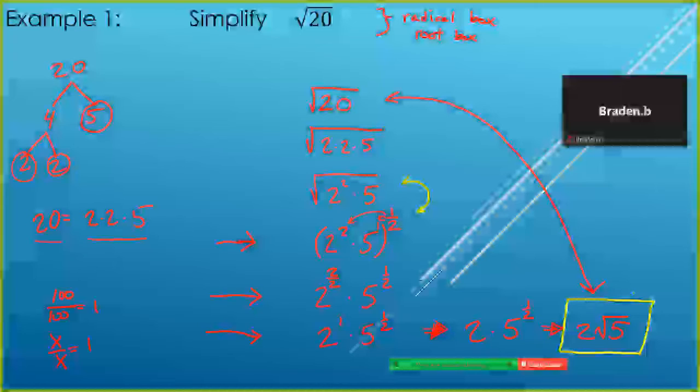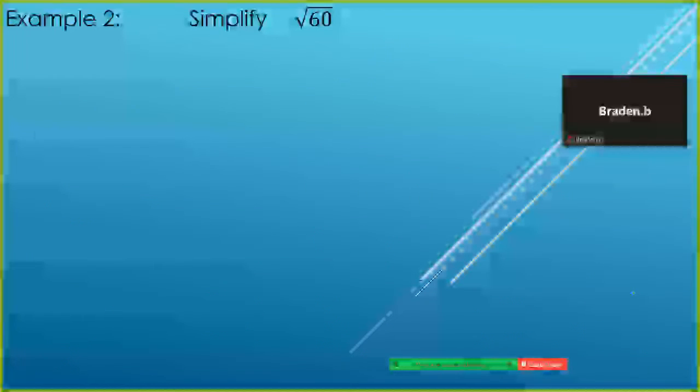No other comments? Let's look at another one, okay? I have another problem just like this one. I bumped it up a notch. We've got the square root of 60. Don't worry, it's a bigger number, but it's the same exact process. Folks, what was the first step we did for our last problem?